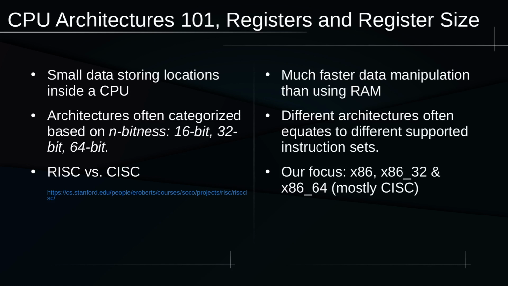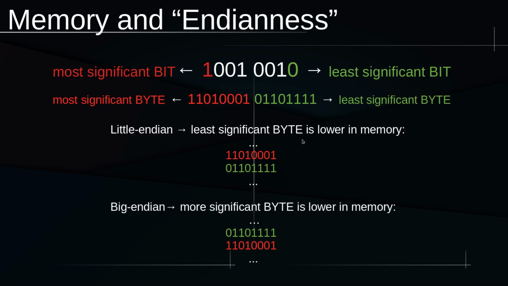So no worries. Our focus on this class will be x86 CPUs, 16-bit x86, 32-bit x86, and 64-bit x86 processors. Basically AMD and Intel, really. And these are mostly CISC, and the reason I say mostly is that they're not pure CISC. They're more like a hybrid between RISC and CISC nowadays.